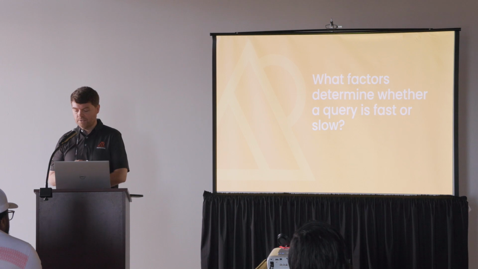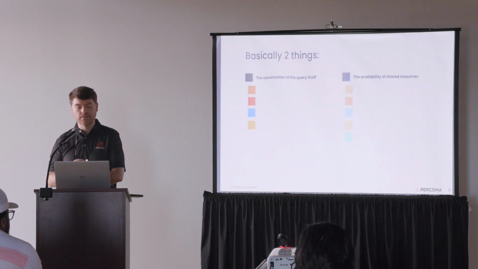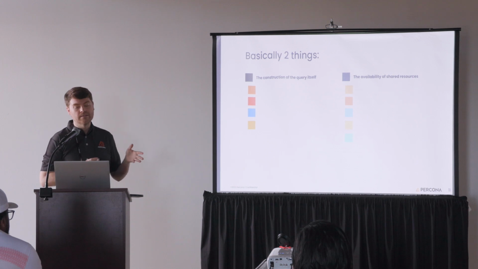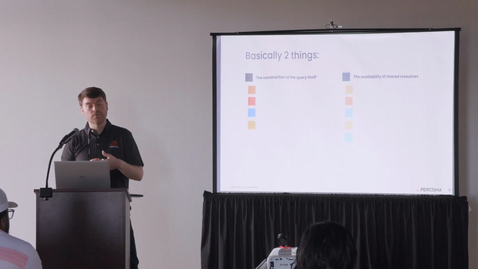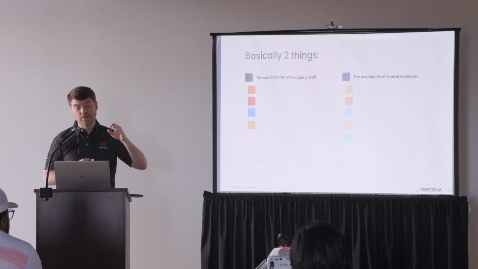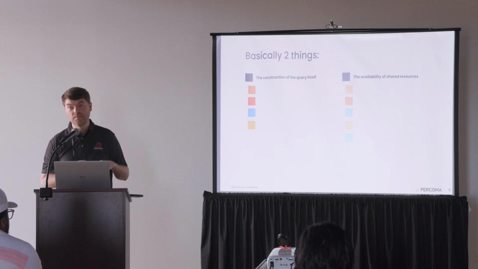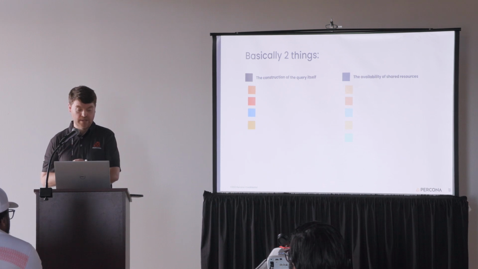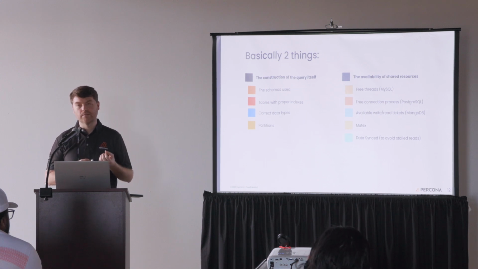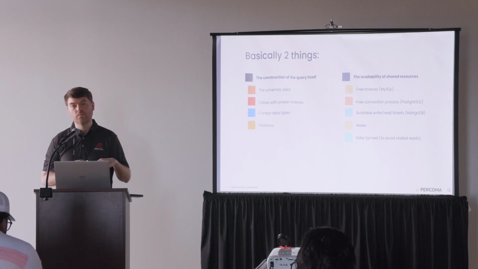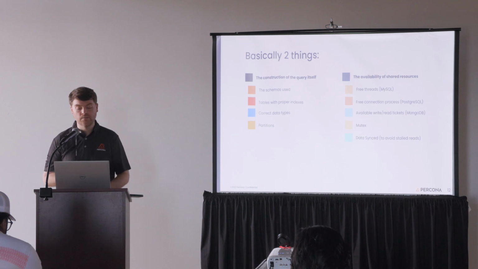What factors determine whether a query is considered fast or considered slow? The first factor is the construction of the query itself. The second factor is the availability of the shared resources. From experience, these two things are where you butt heads when you're diagnosing performance problems within your database. There's a lot of finger pointing that happens when there's a slowdown. On the construction of the query, we're talking about the schemas that it's using, as well as the indexing of the tables that it's accessing. Do you have the correct data types for the type of queries that you're trying to run, and have you partitioned the data?